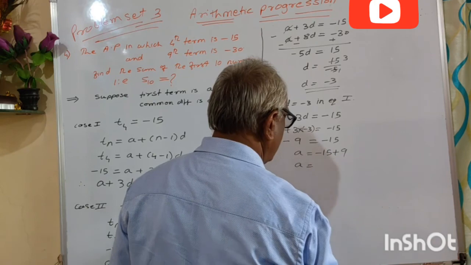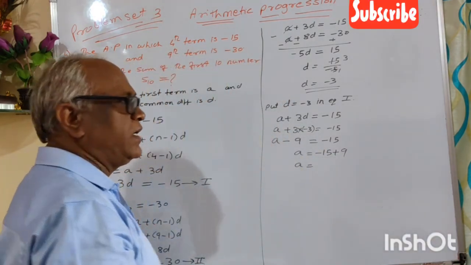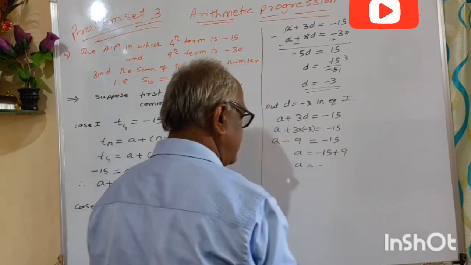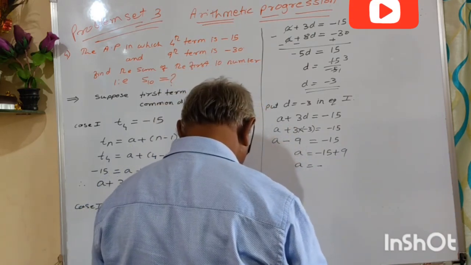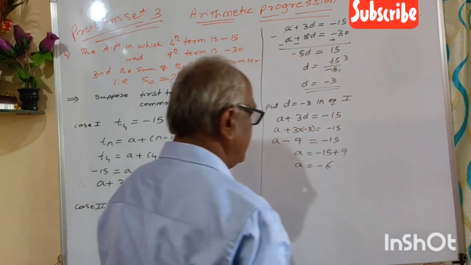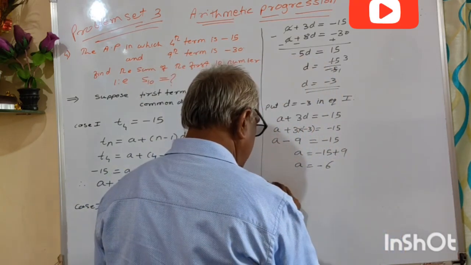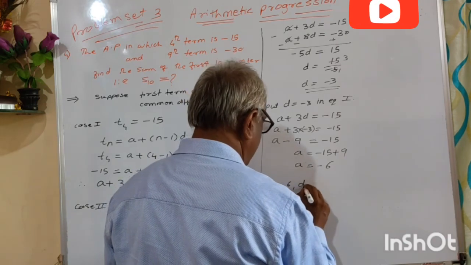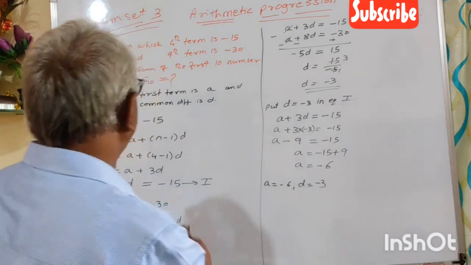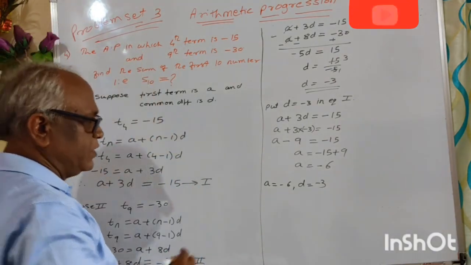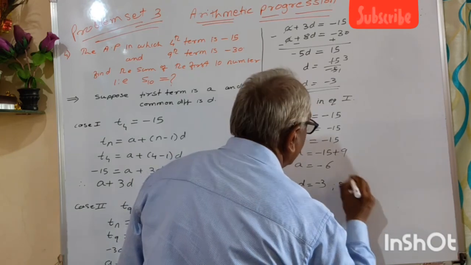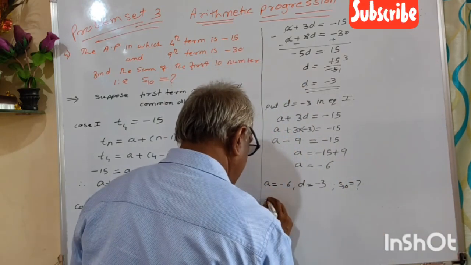Therefore a is equal to, from 15 subtract 9 and keep the greater number's sign. Greater number is 15, so minus sign. 15 minus 9, that is minus 6. Now here a is equal to minus 6 and d is equal to minus 3 we got, and we were told to find S10.